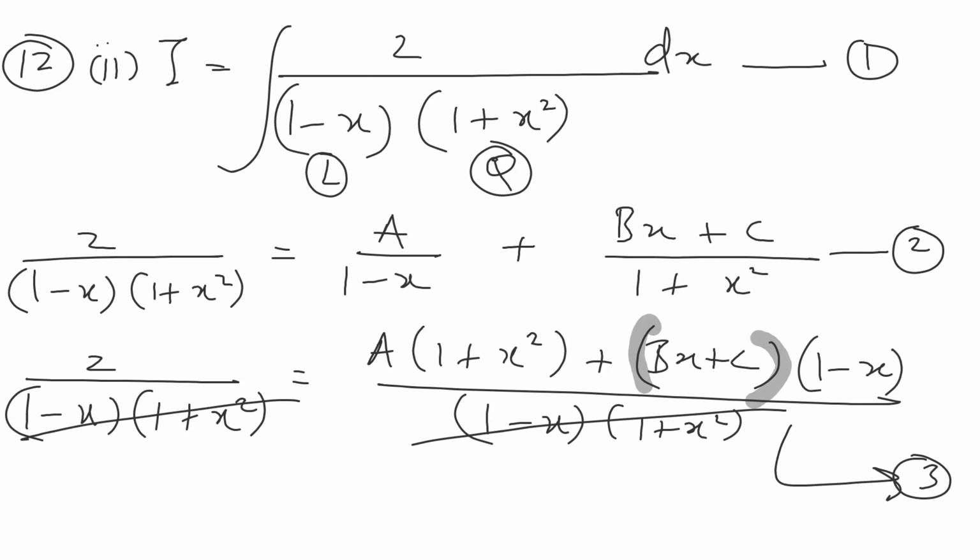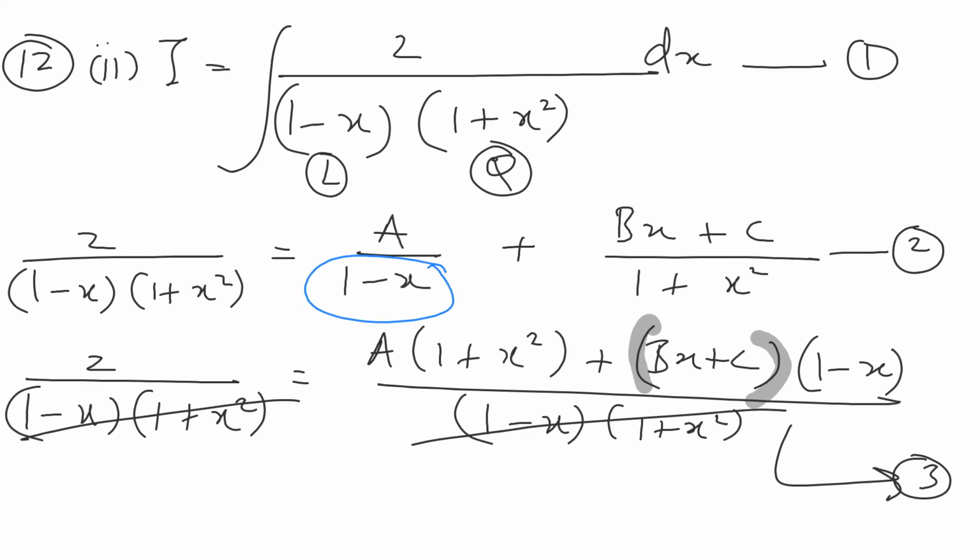Everybody has understood. Above the linear factor, we are supposed to place a. Above the quadratic factor, we are supposed to place bx plus c. Take LCM and then cancel out. Now look at the first factor, that is 1 minus x. Equate it to 0. The value of x will be 1. So put x equal to 1 in equation number 3.